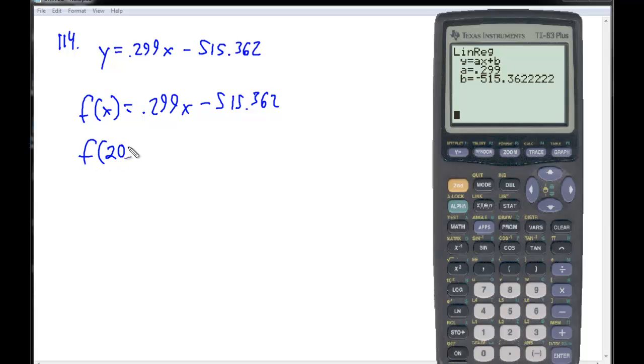So if you were born in 2012, and I think this is just life expectancy of women, so sorry guys, they're going to outlast us here.